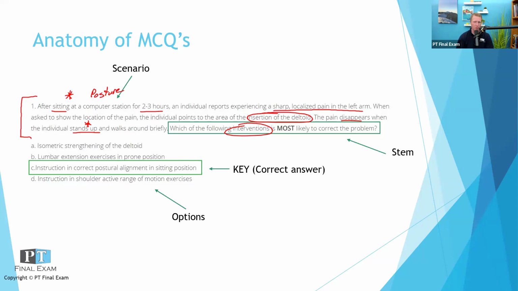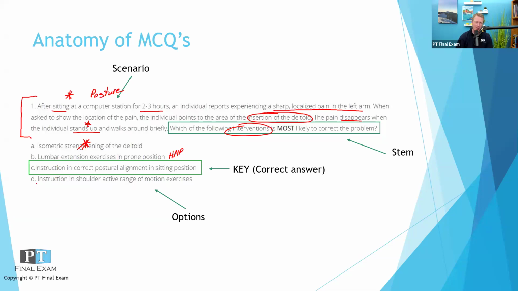So then looking through the answer options, we see isometric strengthening of the deltoid, not particularly posture related. And honestly, we don't really see a lot of weakness here. So we're going to X out that one. Lumbar extension exercises in prone, possibly to assist with posture. I mean, it's not terrible, but usually we consider lumbar extension in prone for some type of herniated nucleus pulposus, so it's not really a great fit.